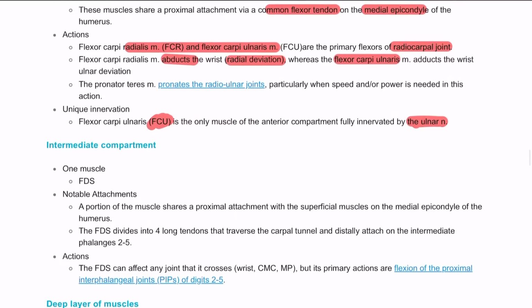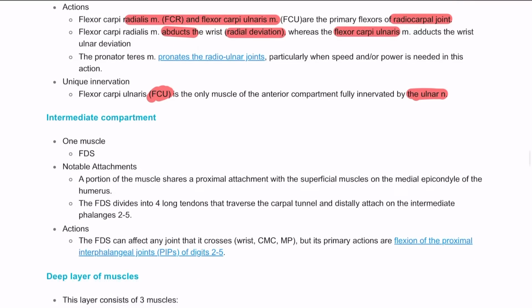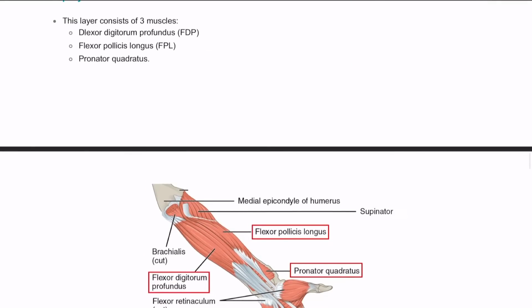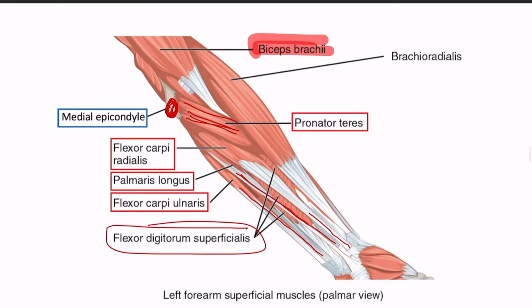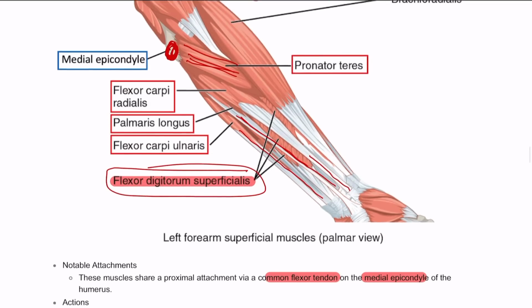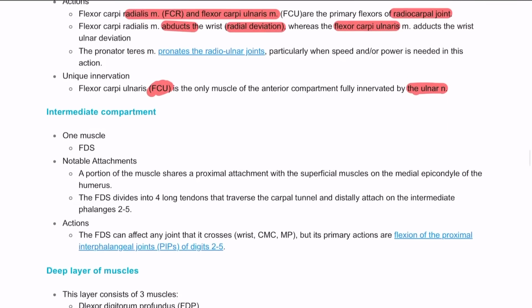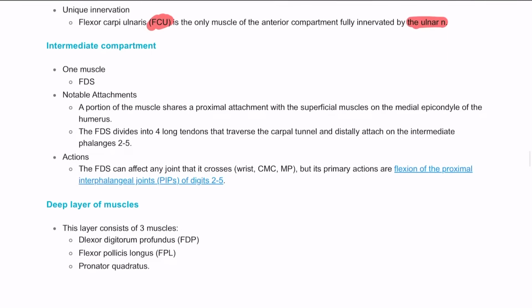In terms of the intermediate compartment, you have the flexor digitorum superficialis muscle, and we can see it here. This is the flexor digitorum superficialis, and the proximal attachment of this muscle is coming from, again, the medial epicondyle, which is the common flexor origin, and the insertion. The four long tendons will traverse the carpal tunnel, and then they're attached into the intermediate phalanges, right?